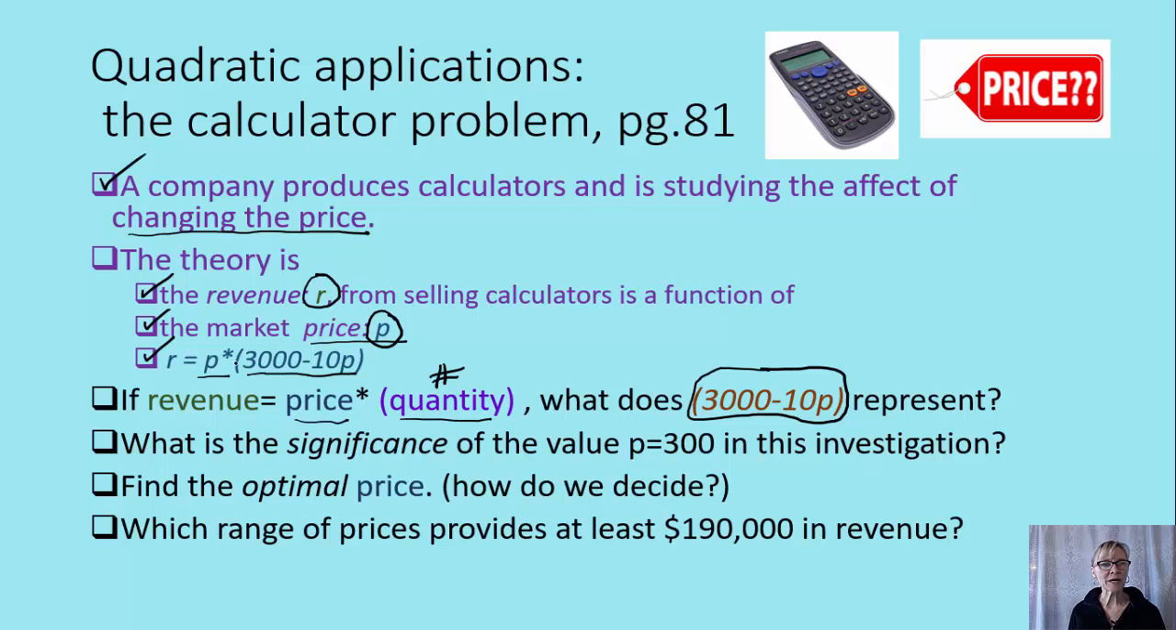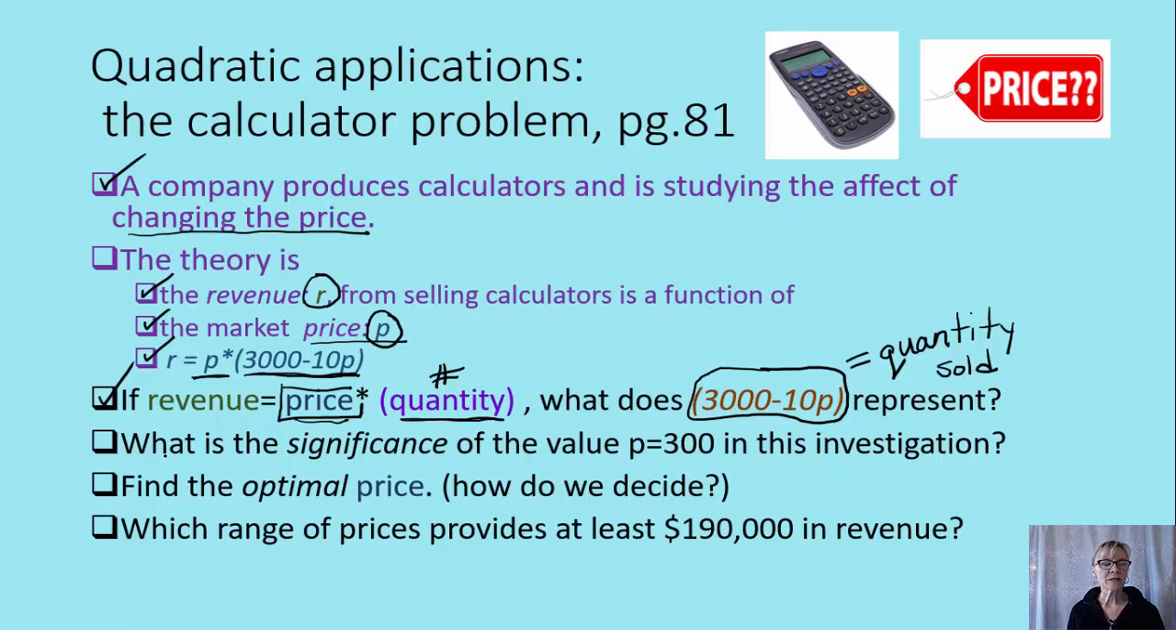Okay, well, let's look back at the formula again. So we've got P out in front. That's clearly the price, and that matches up nicely with price, right? Okay, times the next part's supposed to be the quantity. So 3,000 minus 10p is the quantity of calculators you sell depending on what price you charge. Okay, so the answer to that part is that 3,000 minus 10p is equal to the quantity of calculators you sell.